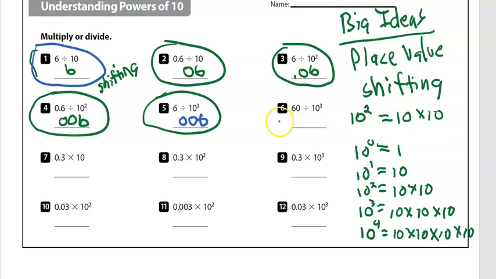So now we have 60. Imagine this on your place value chart. 60, and I'm going to shift it to the right 3 times. So 60. I'm in the tens place, right? So 60, one shift gets me to the ones place. Another shift gets me to the tenths place. Another shift, the hundredths place. So I'm looking at this one as 6 ones, tenths, hundredths.